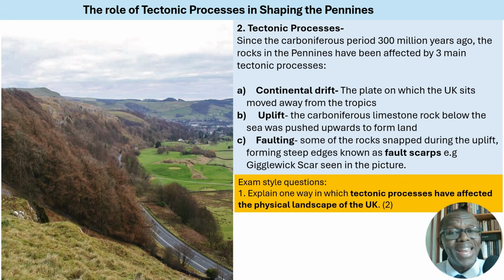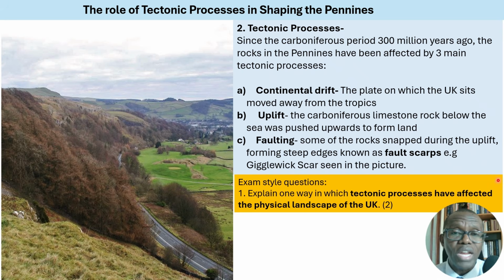And then the next process is faulting. Now, faulting here refers to some of the rocks snapping during that uplift. And that formed steep edges known as fault scarps. An example of a fault scarp here in the UK is Gigglewick Scar, which is this area here that is shown on the landscape.